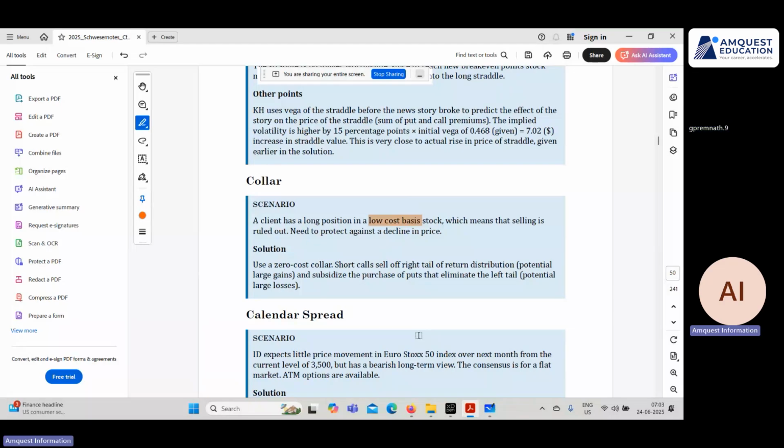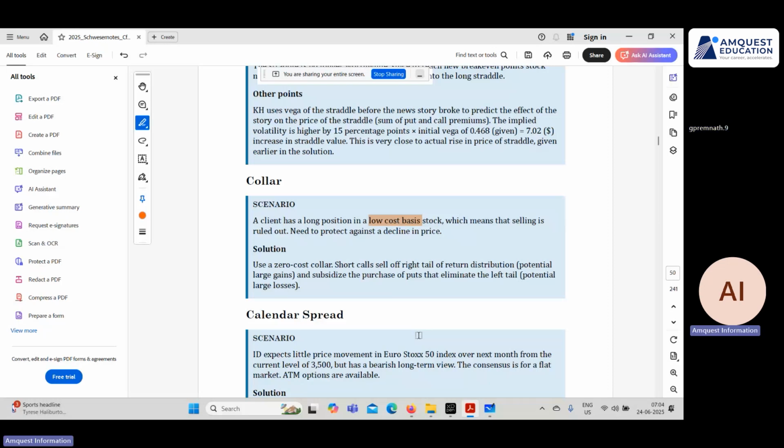Absolutely. So basically, let's say for 1 month, or maybe for 2 or 3 months, maybe he can sell a put. But for 6 months, he can be long a put because his long-term view is bearish. And why is he selling a put for the short term? That's because by buying the long put, he spends some money, so he can offset that by selling the put. And he also believes that there's going to be little price movement.